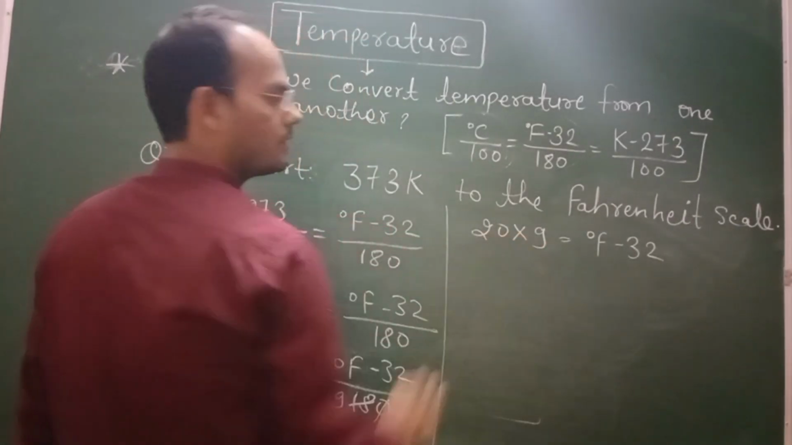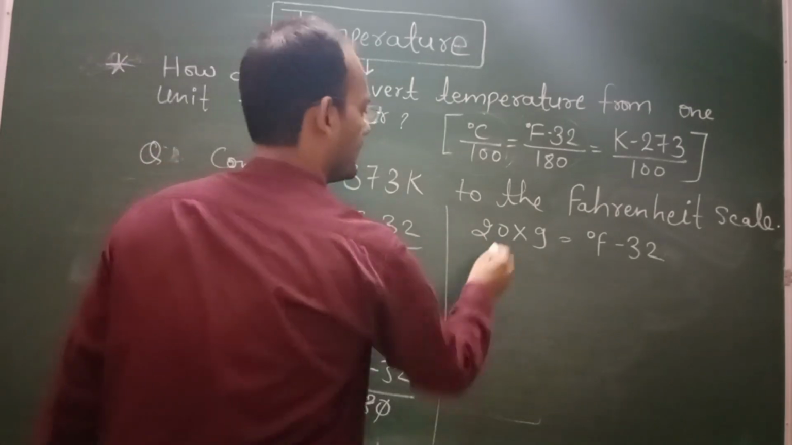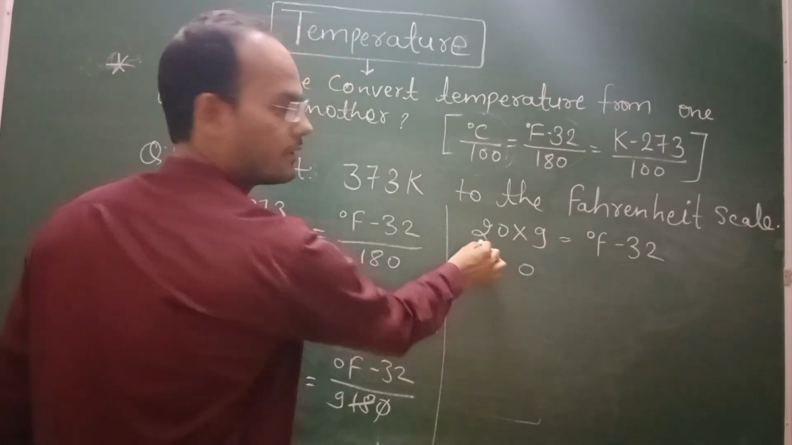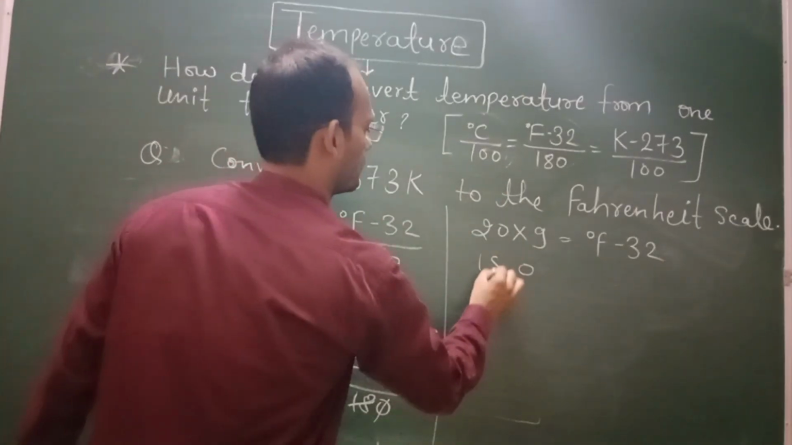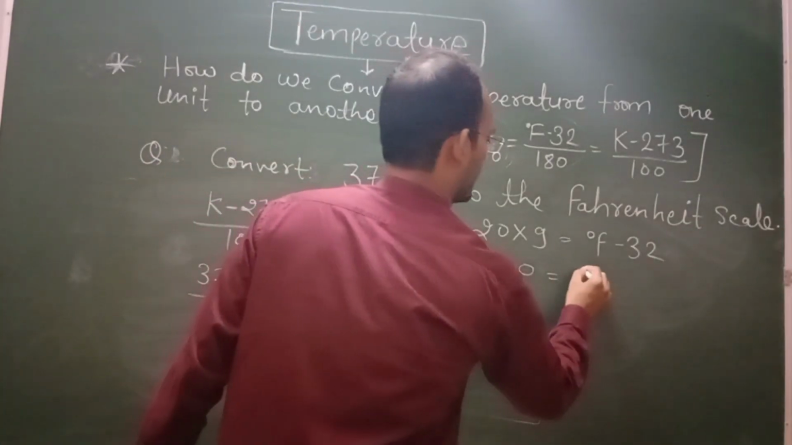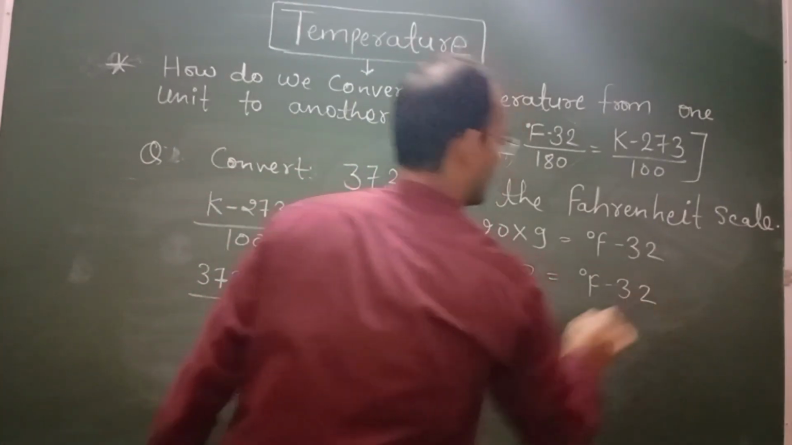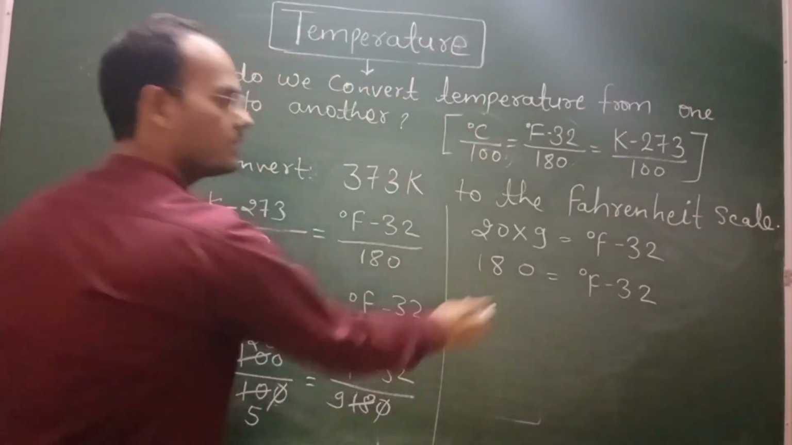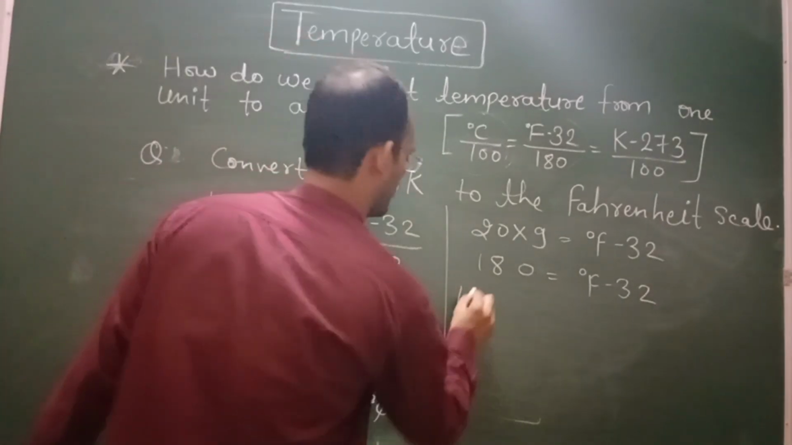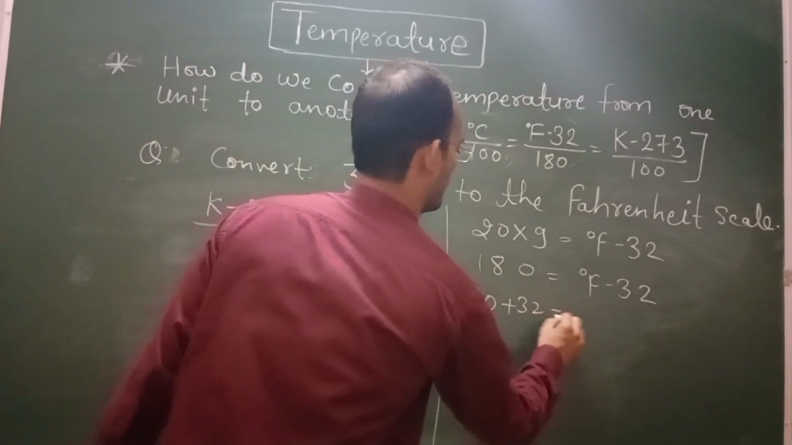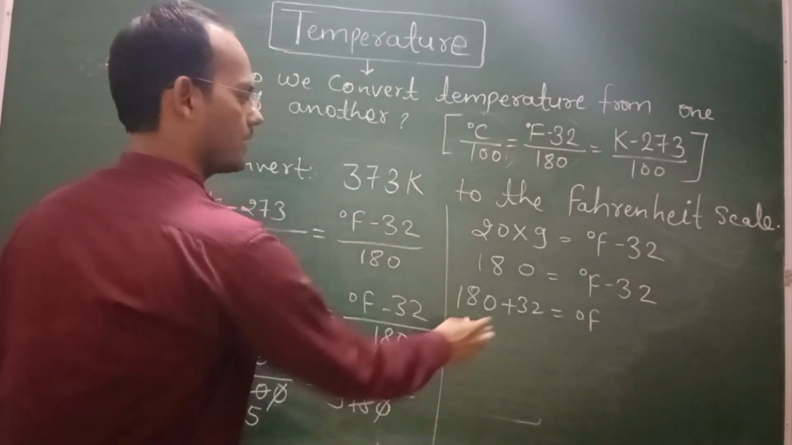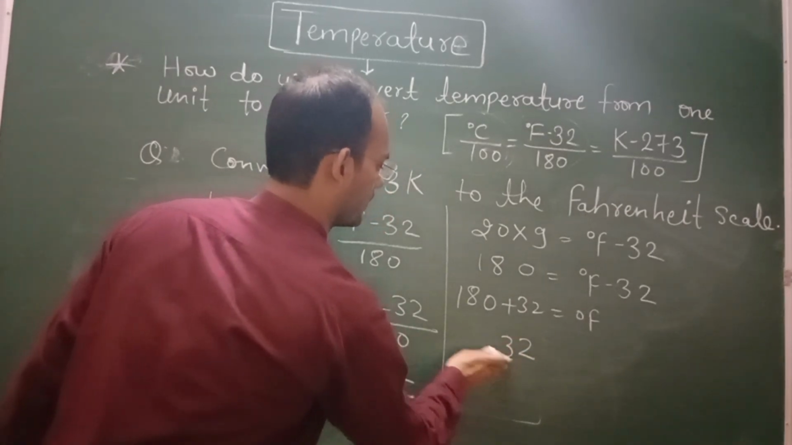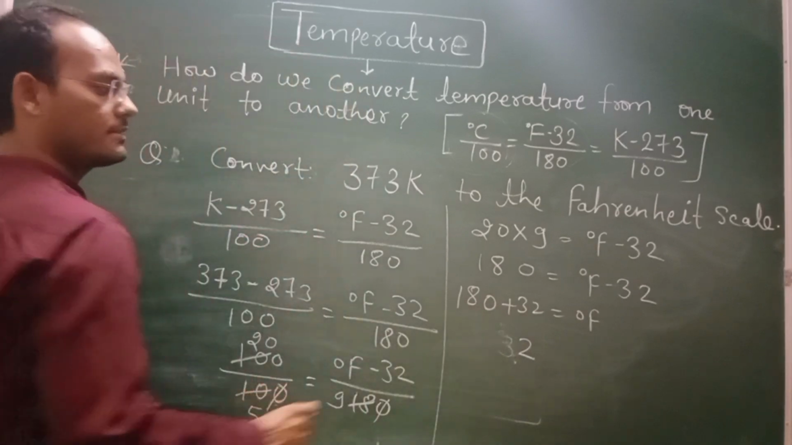Now calculate this relation. 20 multiply 9, okay: 9 multiply 0 is 0, 9 multiply 2 is 18, so 180 comes. Degree Fahrenheit minus 32. Clear? When the minus 32 value comes to this side, it makes the positive. Okay, 180 plus 32 is equal to degree Fahrenheit. Okay, what will be the answer? 2 and 8, and 3, what will be the answer?